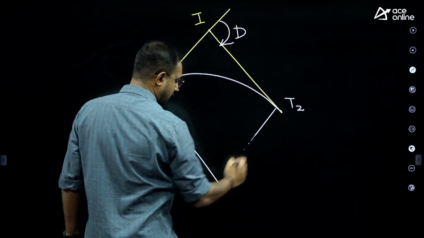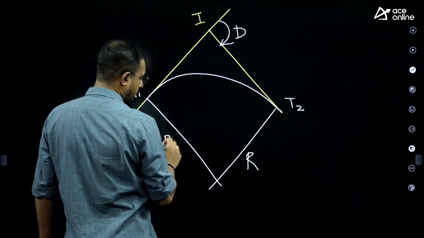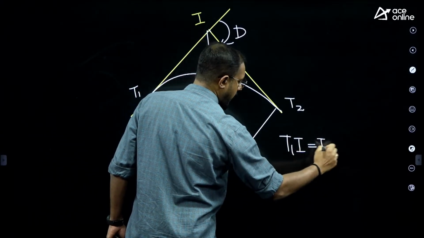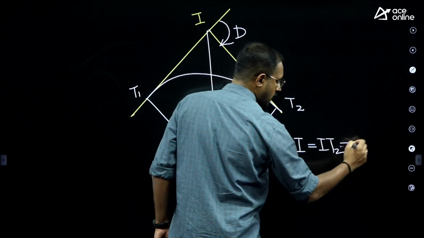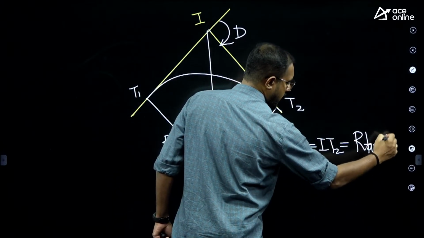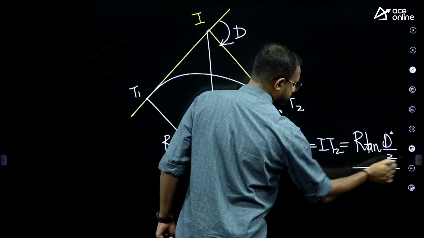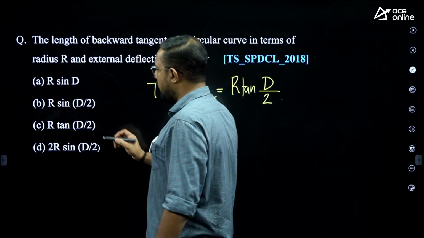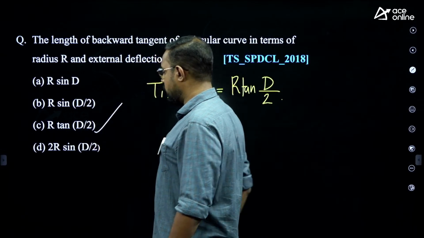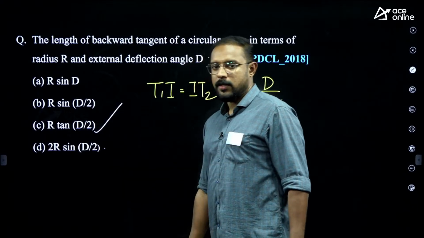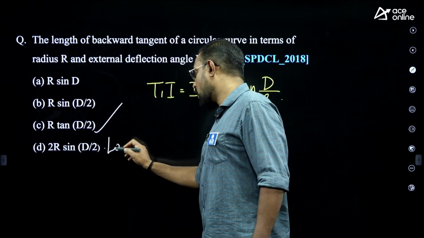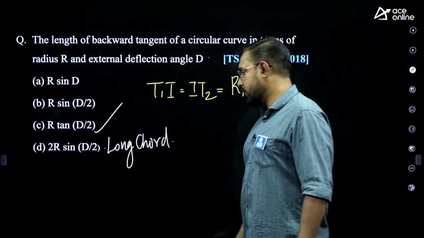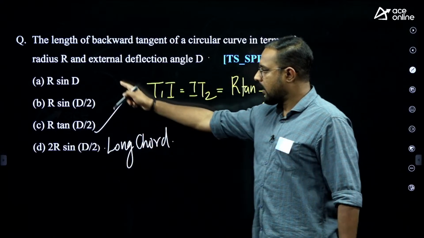If the curve has a radius of R, how are these related? They are related by the formula: T1I is equal to IT2 is equal to R tan D degrees by 2. That is your answer. So here the answer is R tan D degrees by 2. What is 2R sine delta by 2? This is the length of the long chord. 2R sine delta by 2 is the length of the long chord. So none of these are used anywhere else.